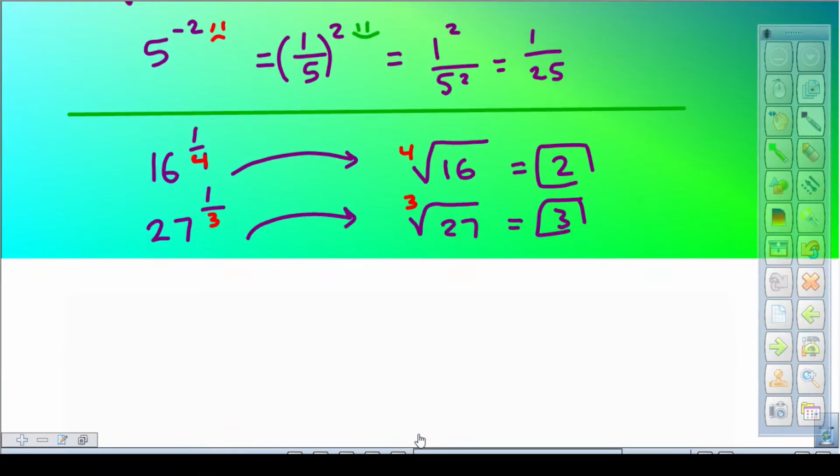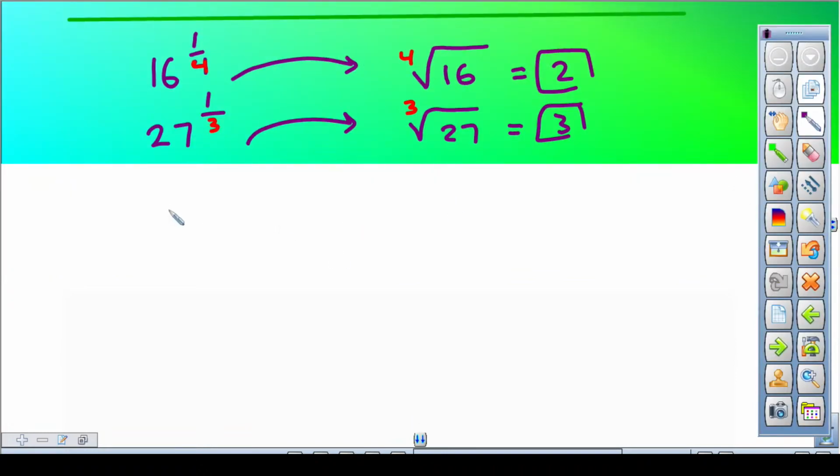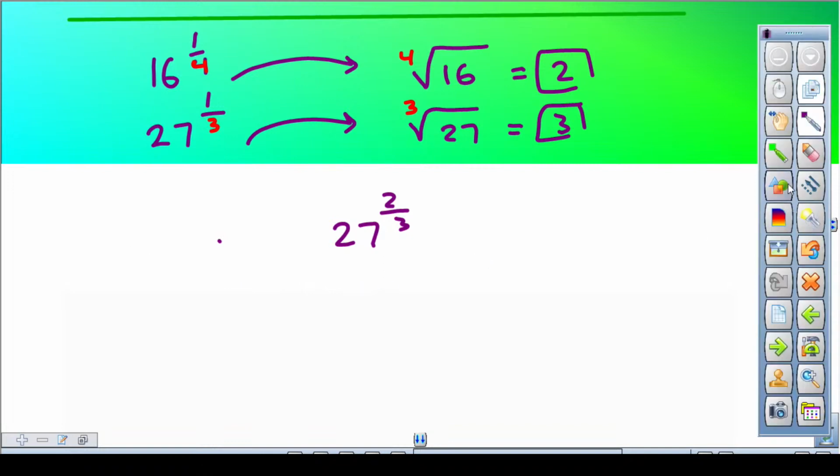Now, what if they want to spice up this issue a little bit, just a little bit spicy? What if they said, for example, we want 27, but this one's going to be raised to 2/3. Okay, well, let me think a little bit here. There are 2 ways you could do this. I either could use the radicals, or I actually could use exponents as well. So I'm going to try the radical method first.